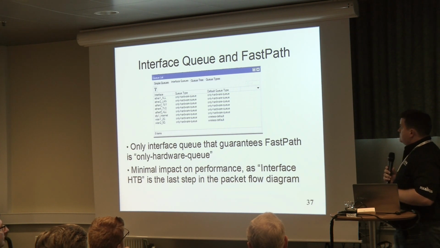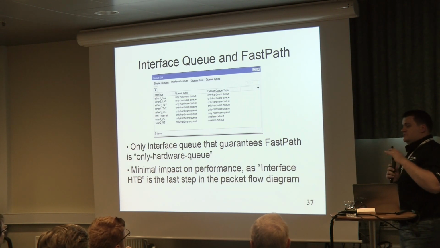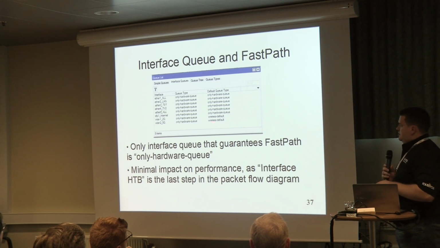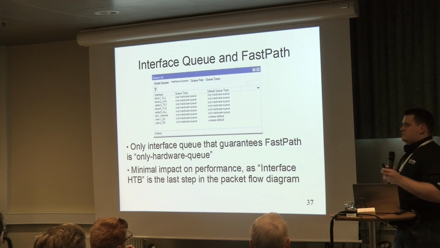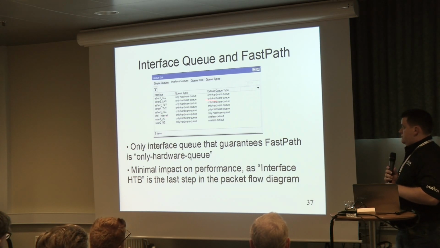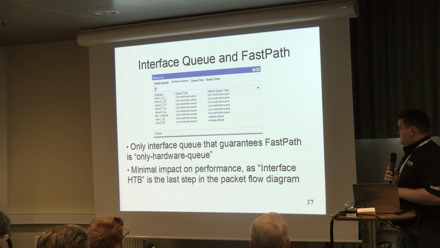One of the things you also need to remember is that one of the last steps in RouterOS is interface queues. When traffic gets out of the interface, there is a last place where it's queued. The only queue type that guarantees FastPath all the way is called only hardware queue. If you put anything else here, like wireless default, it has to move to the slow path, and then it will leave. So if you want to be pedantic about FastPath all the way through, this is the last step you need to think about to get traffic through.